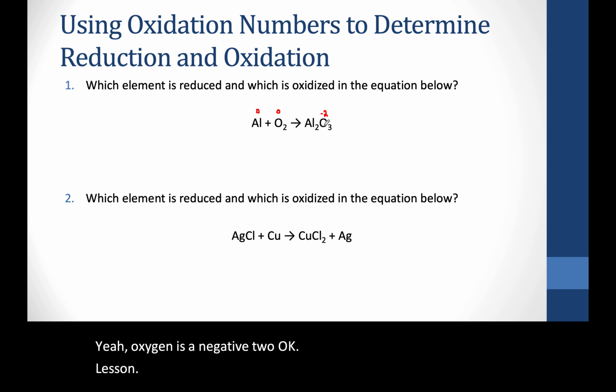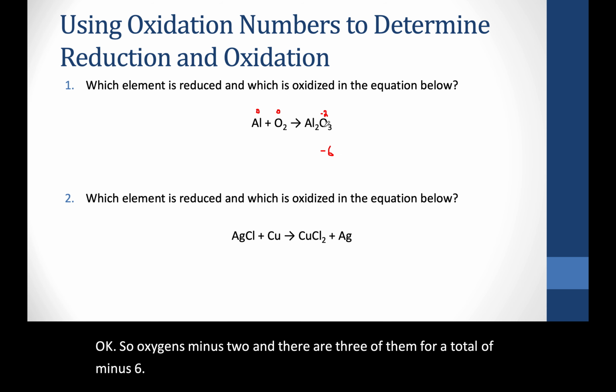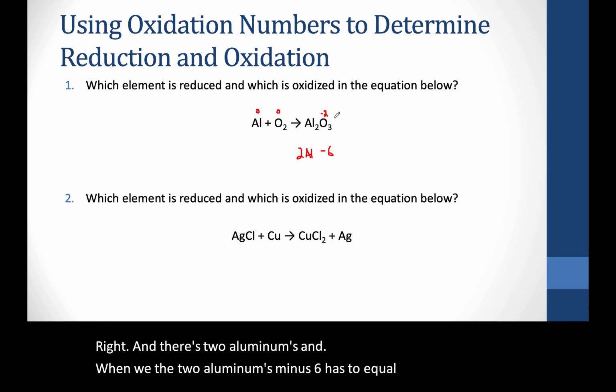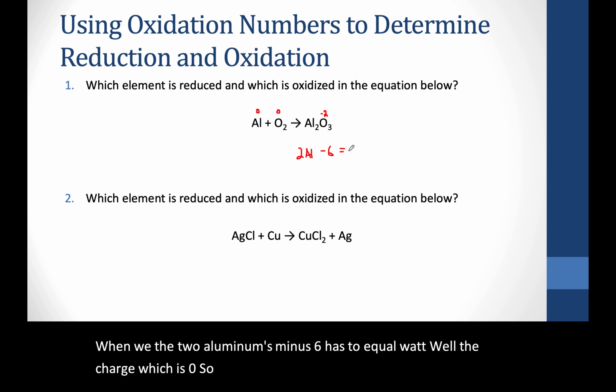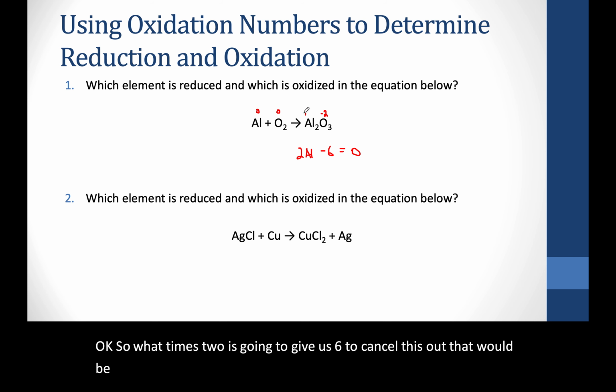Okay, so oxygen's -2, and there are 3 of them for a total of -6, right? And there's 2 aluminums, and the 2 aluminums and -6 have to equal what? Well, the charge, which is 0. So what times 2 is going to give us 6, to cancel this out? That would be 3. All right, so we assigned our oxidation numbers.